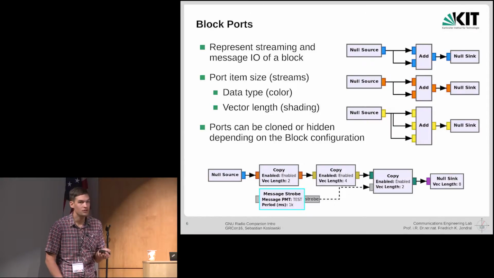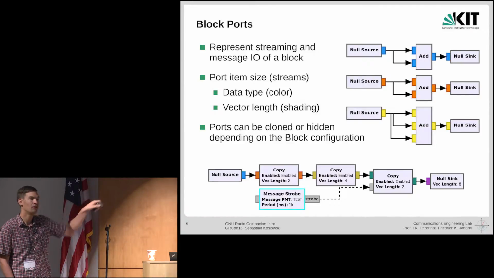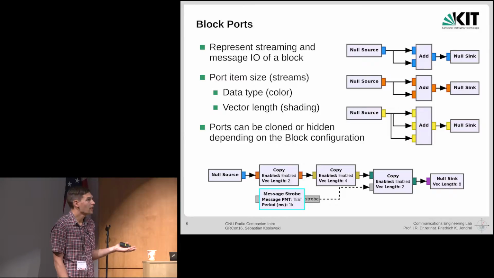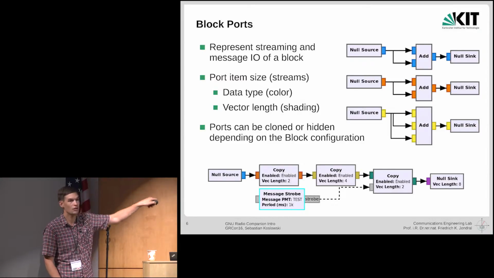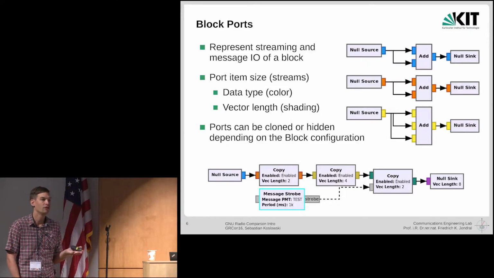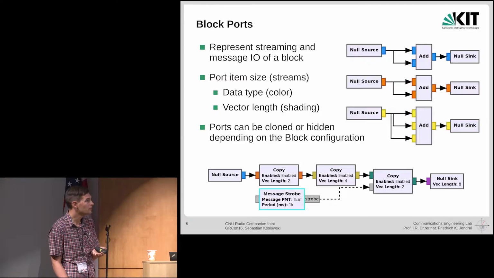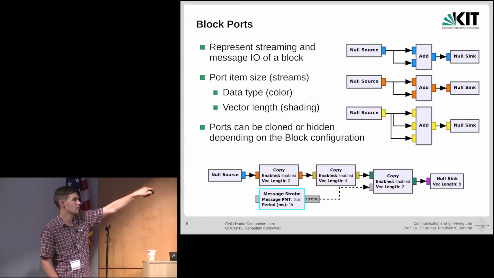Now, what else can we do? Say you have a block or want to write a block that takes a variable number of inputs, like an adder block. And so GRC has the ability to clone ports. So if you wanted to have 4, then 5, or say 10 inputs, you can just clone the single port and just add them up, like we have here in this example.